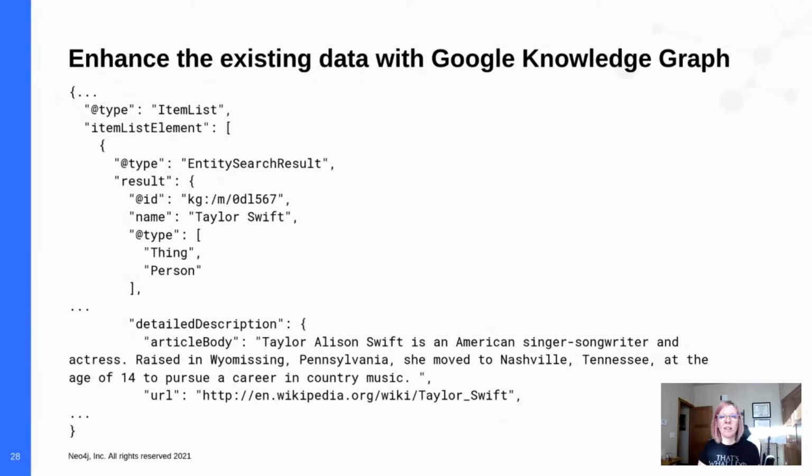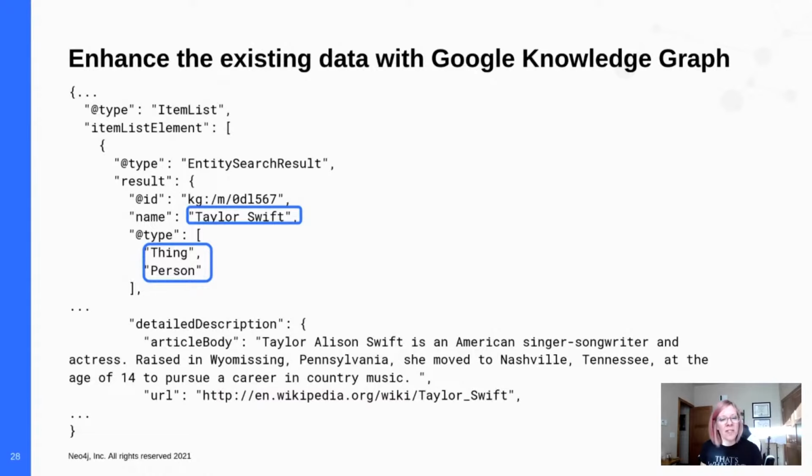In particular, here I did a search for Taylor Swift. Okay, so that's my search term, Taylor Swift. Now, apologies to people out there who actually know a lot about Taylor Swift. I don't, but that's fine. So I can see here that Google identified Taylor Swift as being a thing and a person. Those are the things that are going to become our node labels within our graph.